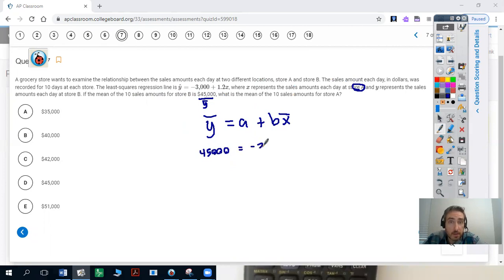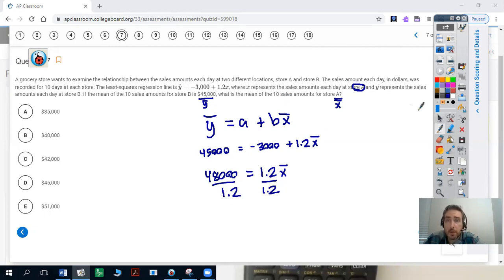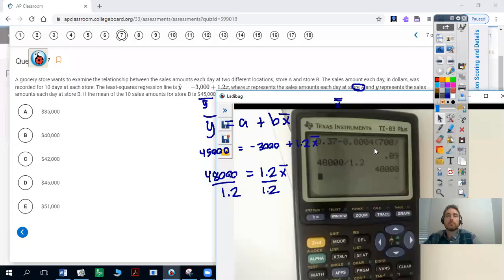And we got negative 3,000 plus 1.2 times what's store A? That's the X mean. This is algebra. Add 3,000 and divide by 1.2. Take a moment to try that. Make sure you can get the right answer. That's going to give you 48,000 because we got to add that 3,000. And 48,000 divided by 1.2 is $40,000.